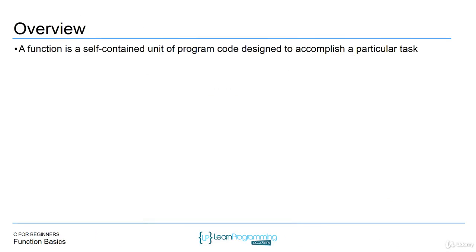A function is a self-contained unit of program code designed to accomplish a particular task. That's a high-level definition. A function is basically something that you can invoke that helps you reduce duplication of code. It's self-contained inside the code itself, and it has just some task that it's going to accomplish.